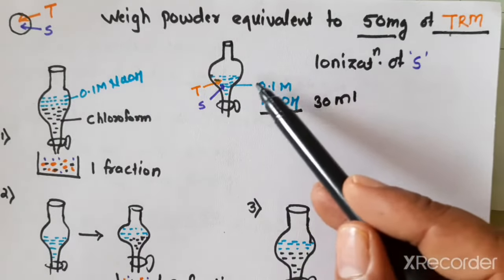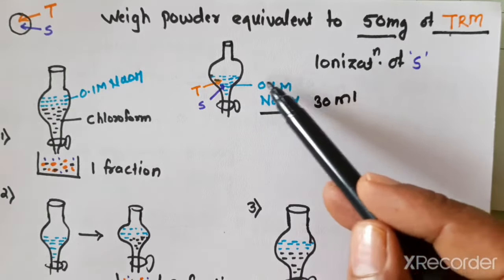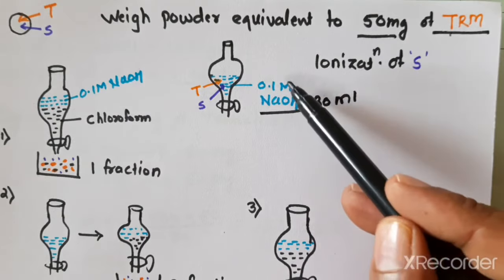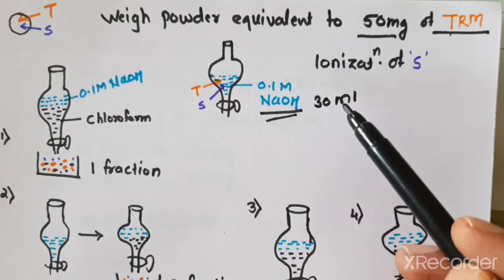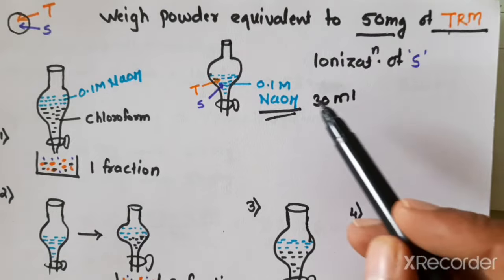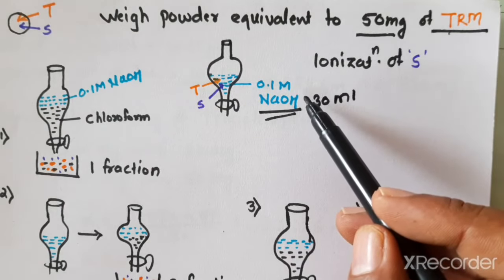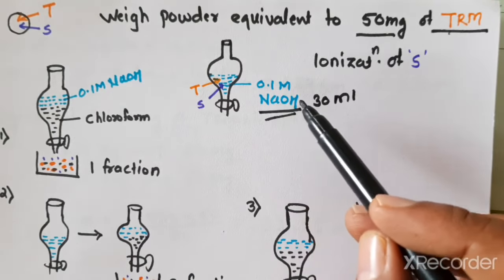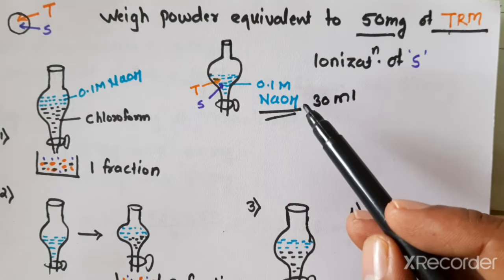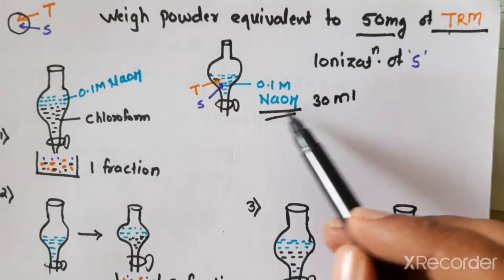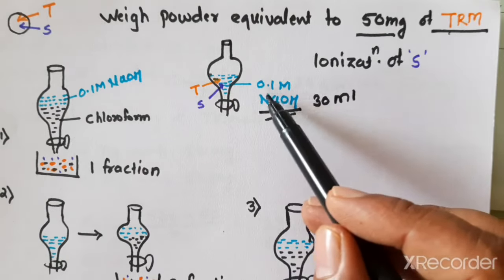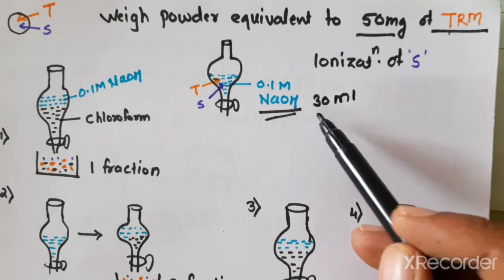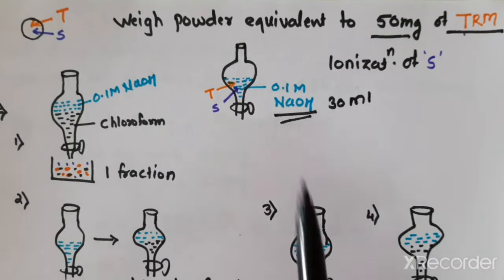Because of the alkaline pH, which drug will get ionized? Obviously the acidic drug will get ionized in the alkaline pH. Here the acidic drug is sulfamethoxazole and trimethoprim is the basic drug. So the basic drug trimethoprim will remain unionized, and sulfamethoxazole gets ionized at this alkaline pH and its solubility increases in the aqueous medium. This is the first step.